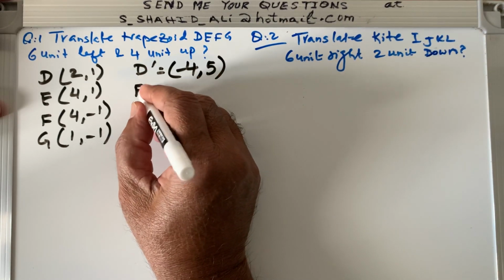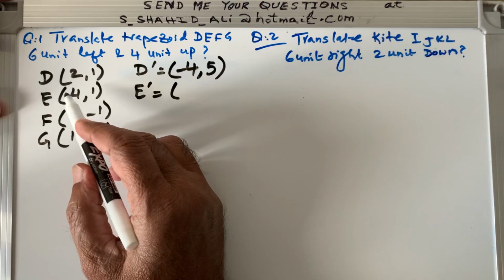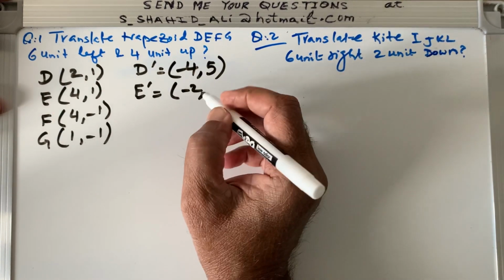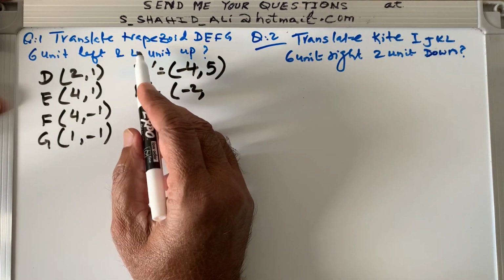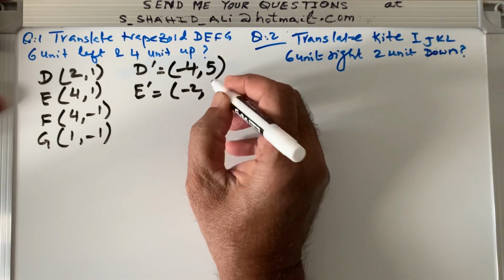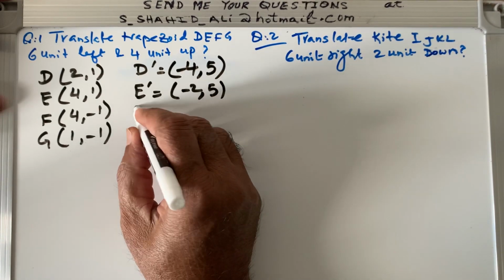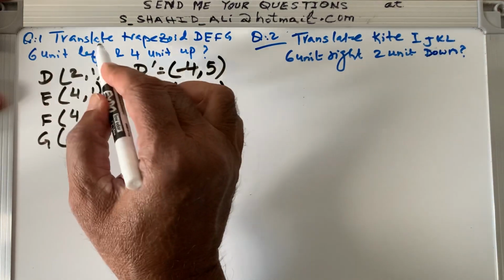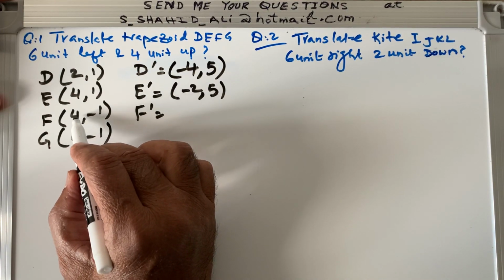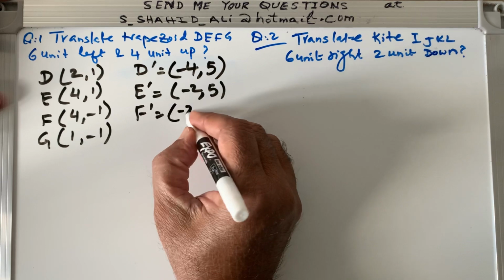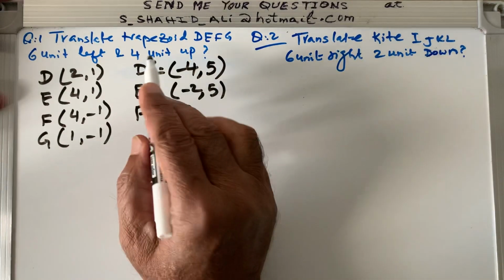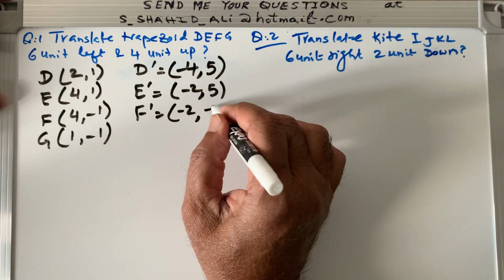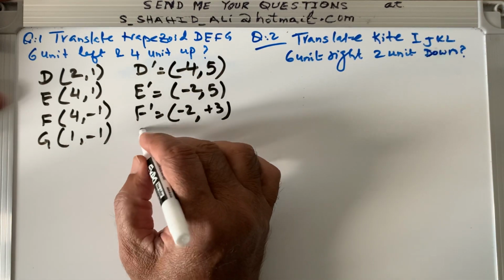What is E dash? So E dash will be 4 minus 6. That is minus 2. Great. And 1, 4 units up. 1 plus 4, 5. So we got this. F dash. So F dash will be 6 units left. 6 units left means 4 minus 6, minus 2. And 4 units up, minus 1 plus 4. So plus 3.